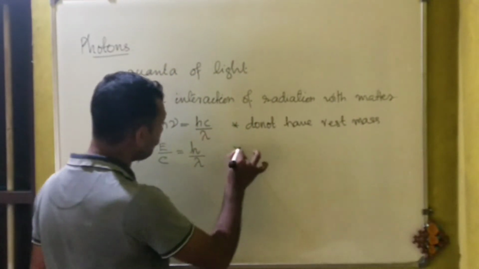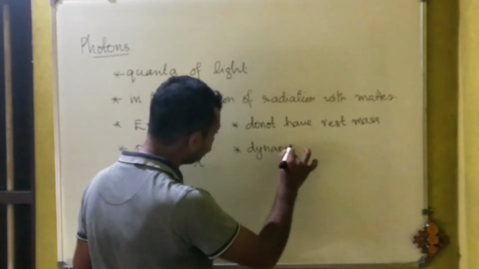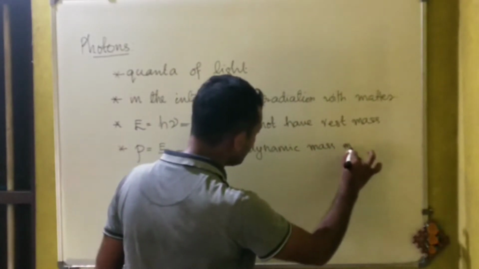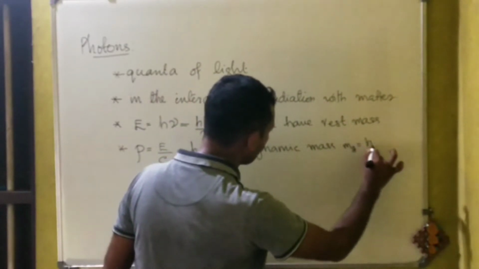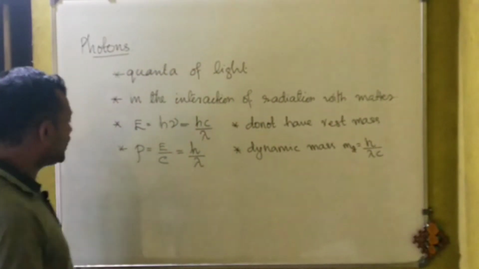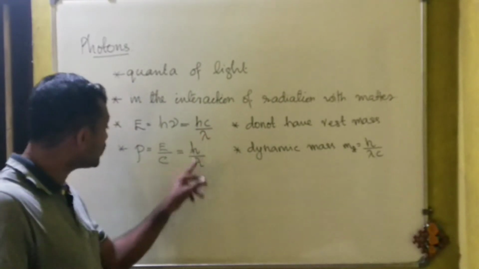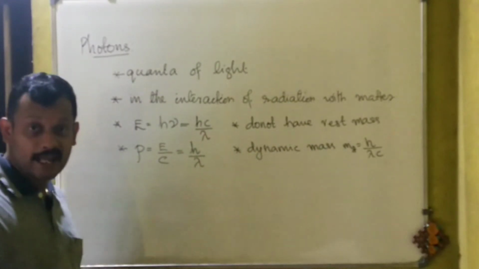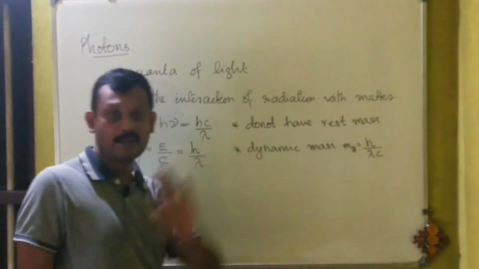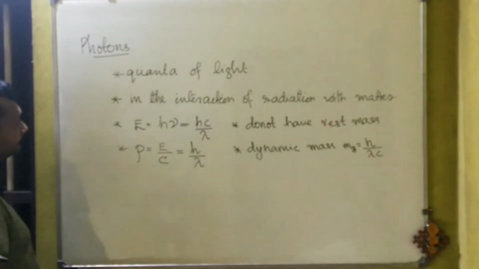Then what mass do they possess? They possess what is called dynamic mass. The dynamic mass of photons is h by lambda c, which you can get from the idea of momentum. Momentum p is equal to mc, which is equal to h by lambda. So mc is equal to h by lambda, so m is equal to h by lambda c. This is the dynamic mass of photons.